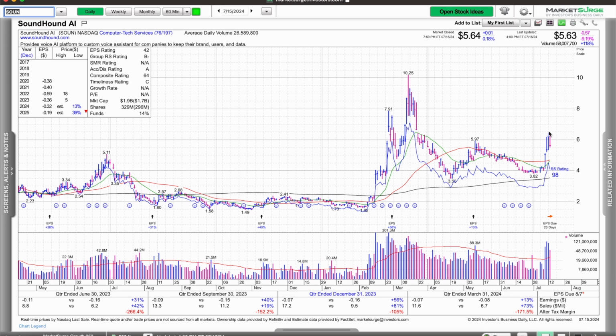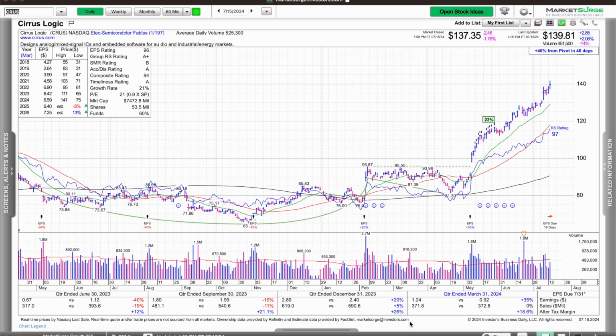And so this really suggests that institutions were pouring in due to how above average this volume really was. And volume spikes like these are what we look for. This is also backed up by the accumulation and distribution rating being an A, suggesting heavy buying pressure.